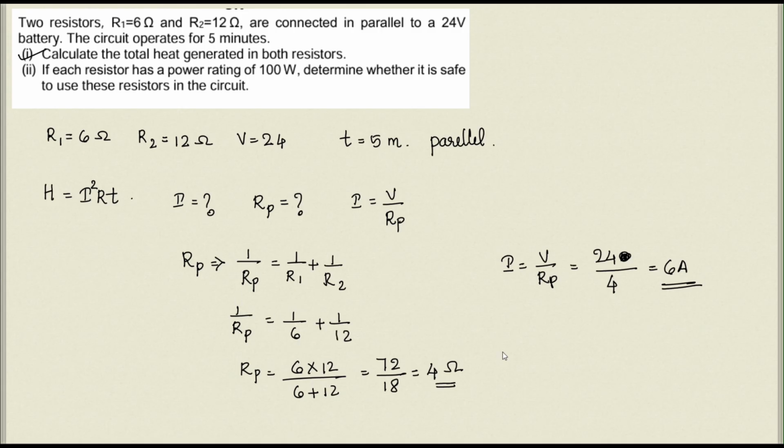Now we can substitute all the values. Before that, don't forget to convert the time also. It is 5 minutes. So converting 5 minutes to seconds, we know 5 into 60 is equal to 300 seconds. Now we got all the values.